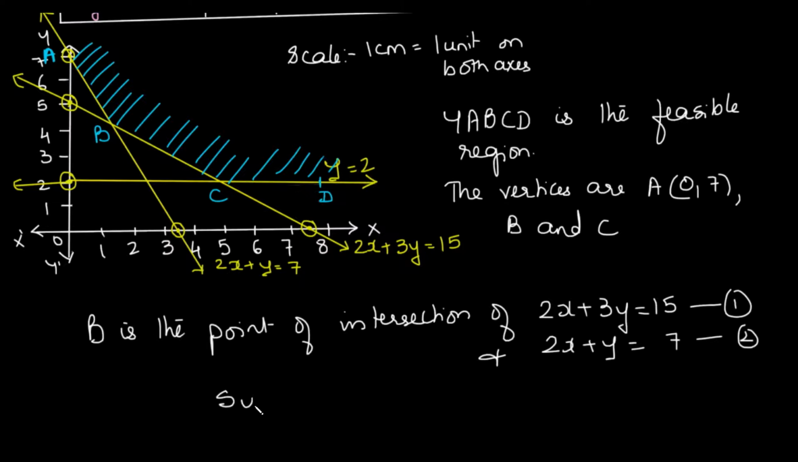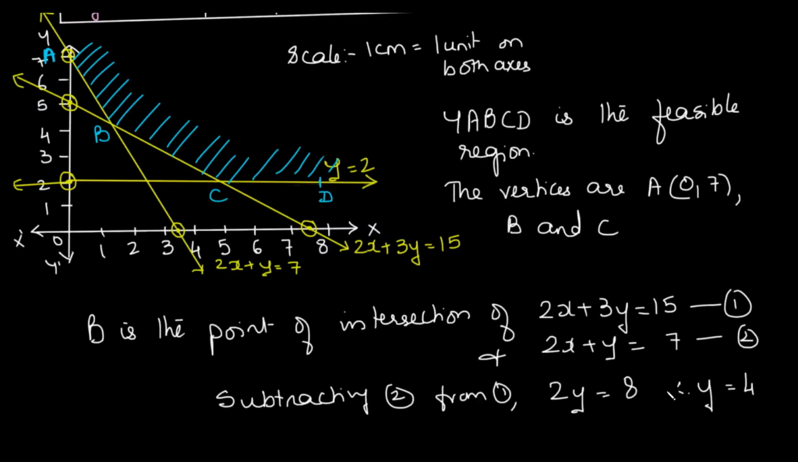Subtracting 2 from 1. Okay, so we get 2x and 2x goes away. 3y minus y, that is 2y, is equal to 15 minus 7, which is 8. And therefore, y is equal to 4 is what we are getting over here.